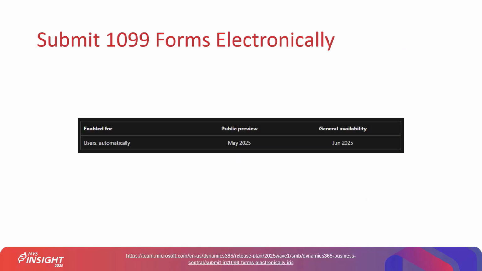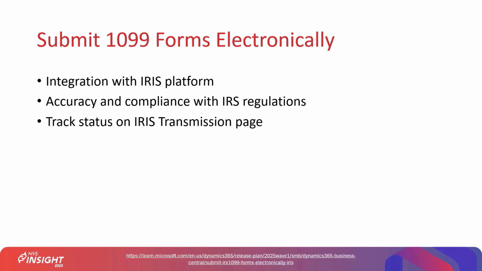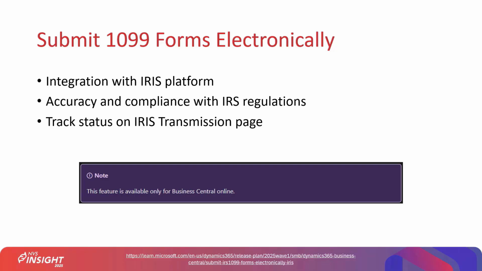To go along with the new and improved 1099 functionality in Business Central, Microsoft has also introduced the ability to submit these forms electronically, and this will become available in May of 2025 for public preview. Some things that Microsoft notes about this functionality is that it will integrate directly with the IRIS platform to submit, and it will ensure accuracy and compliance with all of the IRS regulations. Additionally, we will be able to track the status on the IRIS transmission page within Business Central. It is important to note that this feature will only be available for Business Central Online.